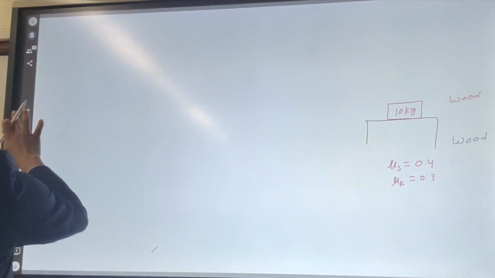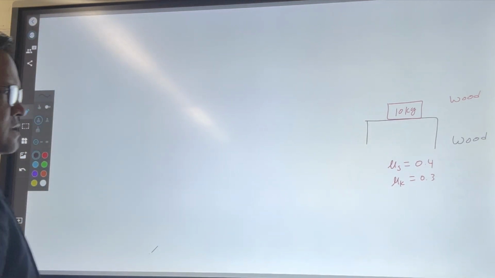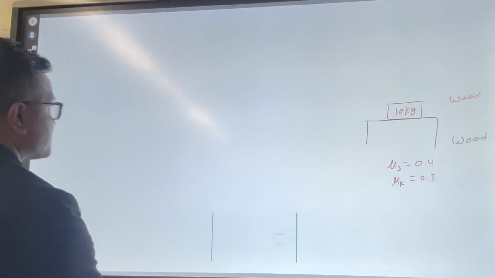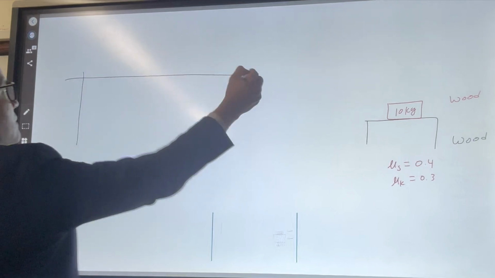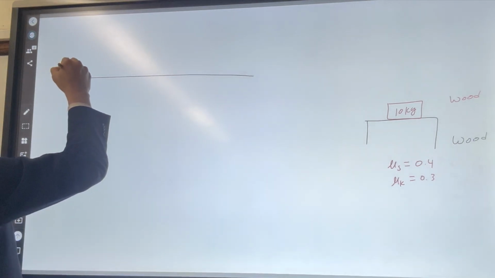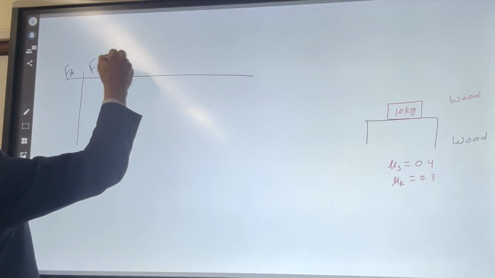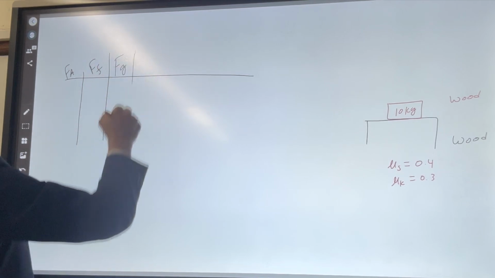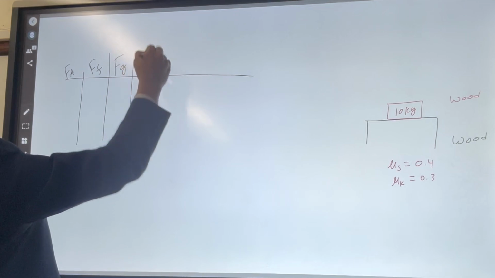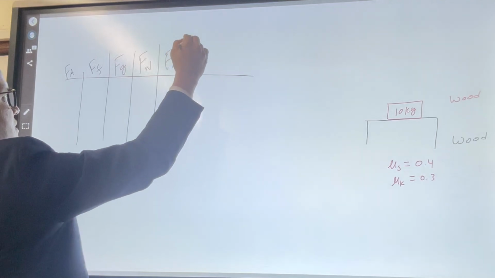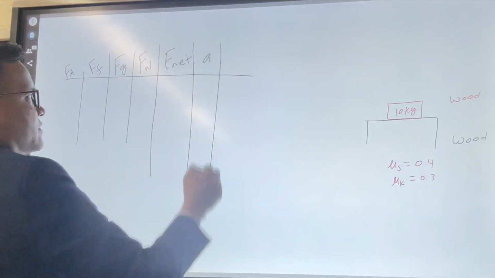In the last video we explained the friction. This video we're not going to explain about friction. So we're going to create a table. We're going to write applied force, force of friction, Fg, F normal, and then F net, and then of course acceleration and free body diagram.